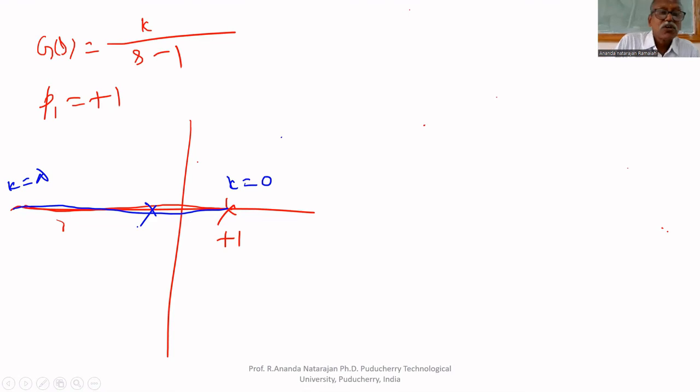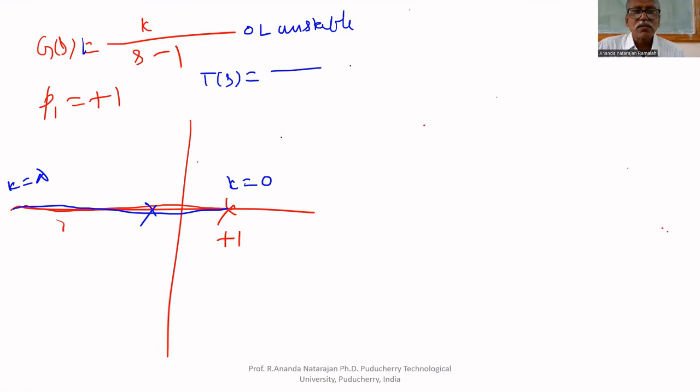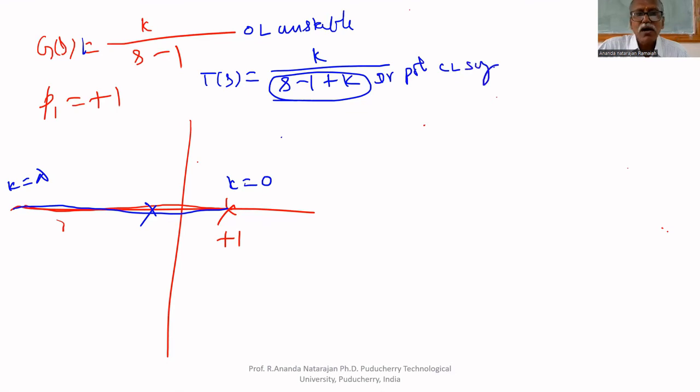Like that, this system is open loop unstable, but in closed loop it is stable. Let us consider this. What is the closed loop transfer function? T of S equal to what? The closed loop transfer function has denominator S minus 1 plus K. Am I correct or not? This is the denominator polynomial of the closed loop system.